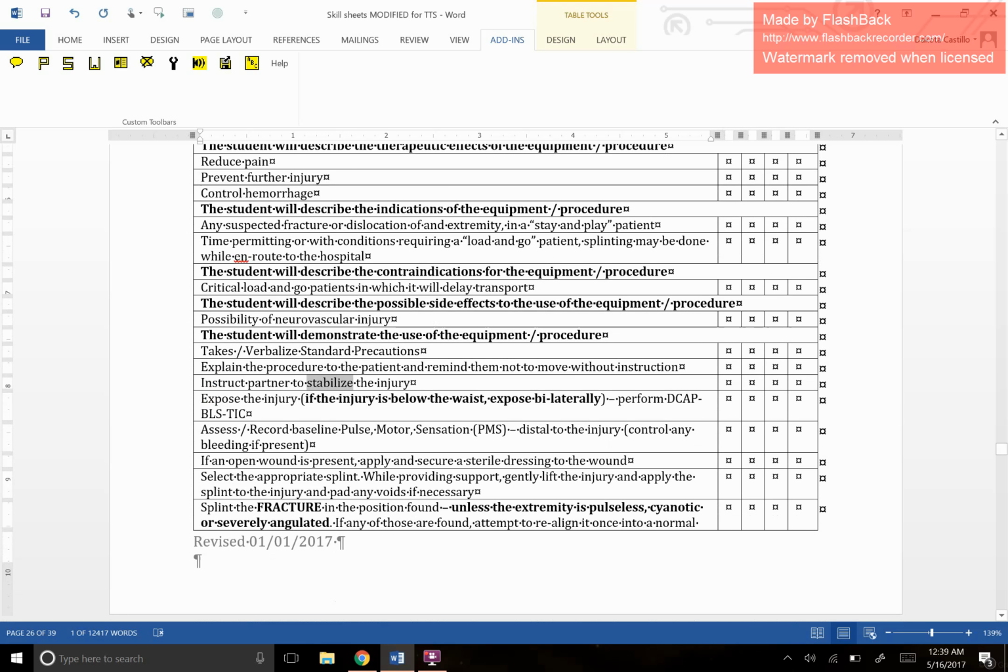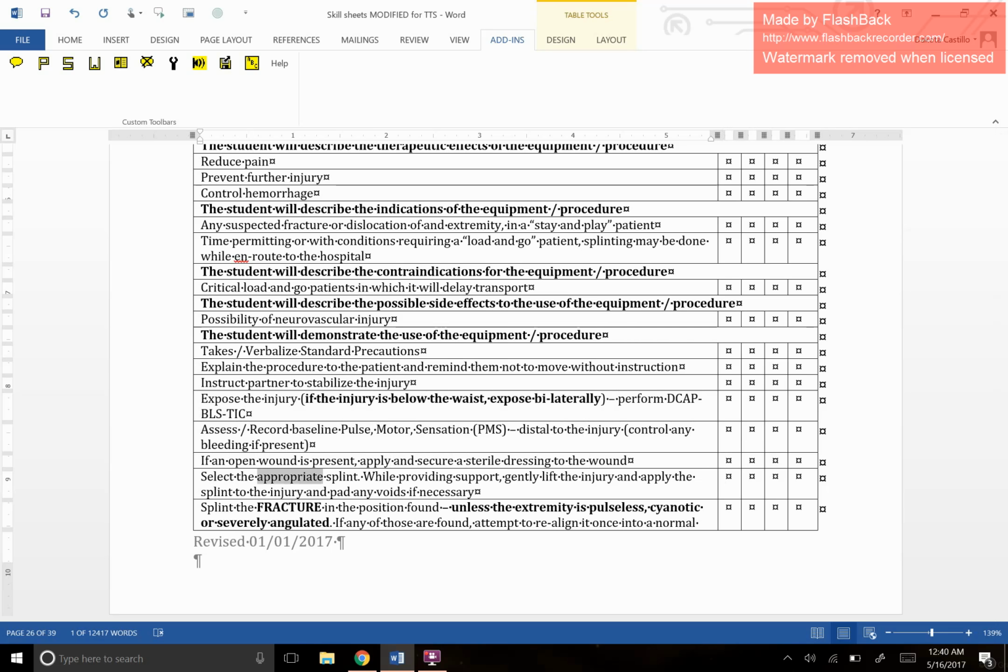Instruct partner to stabilize the injury. Expose the injury. If the injury is below the waist, expose bilaterally, perform DCA/PBLS TIC. Assess/record baseline pulse, motor, sensation, PMS, distal to the injury, control any bleeding if present. If an open wound is present, apply and secure a sterile dressing to the wound.